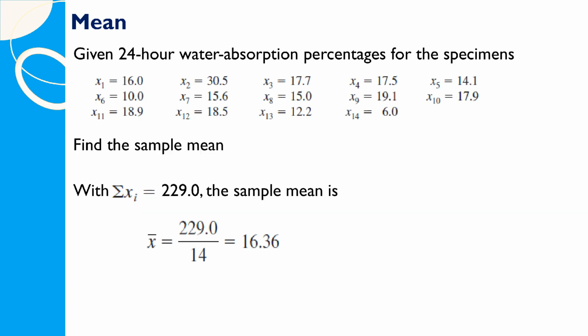To find the sample mean of water absorption percentages given over 24 hours, you need to divide the total sum of the absorption percentages by the number of specimens. In this case, the sum of the water absorption percentages is 229.0. Given that, the sample mean is calculated as 16.36.